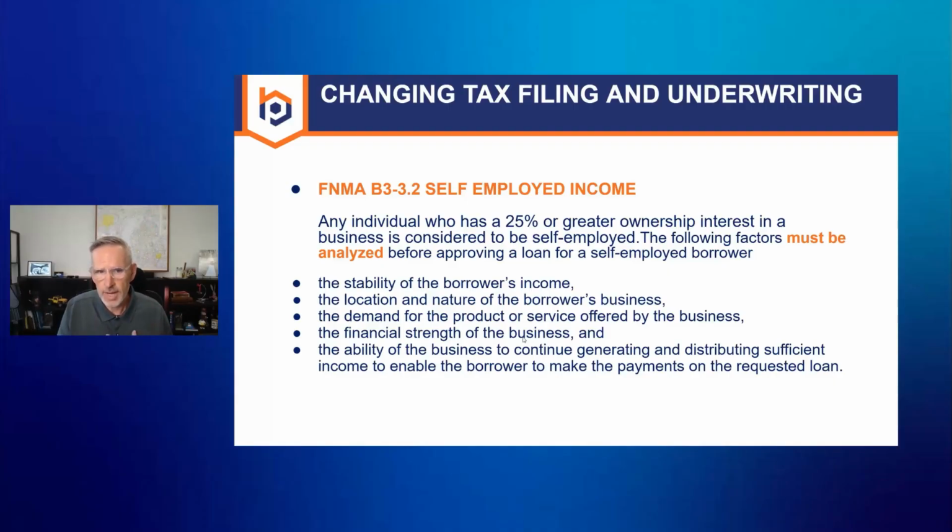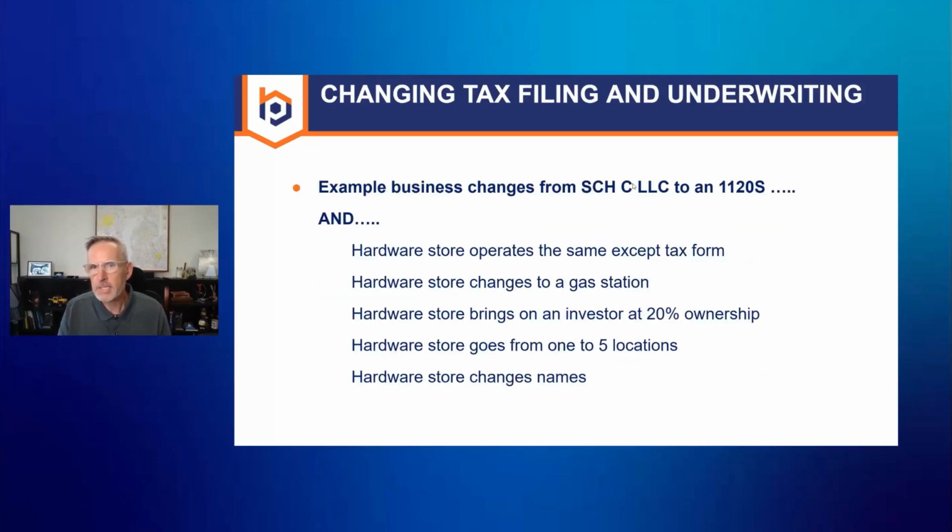Now we've got financial strength and the ability for the business to continue generating and distributing sufficient income. That is the key point. Again, it's stability and the ability for the business to keep generating. Now, back to putting everything I just said into one more cohesive thought. All right, I'm an underwriter.